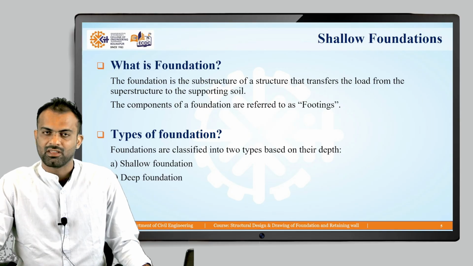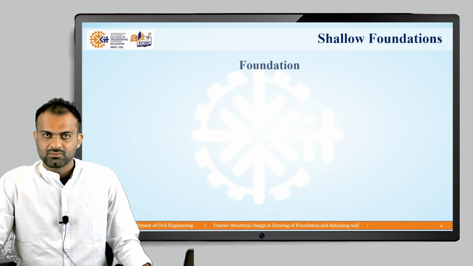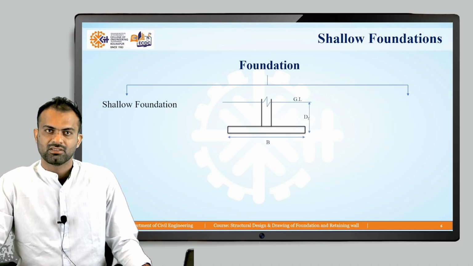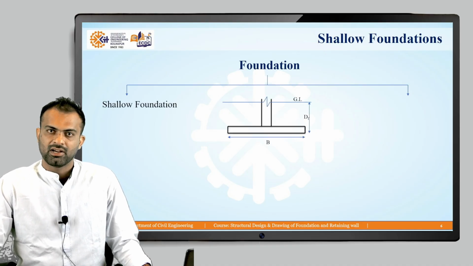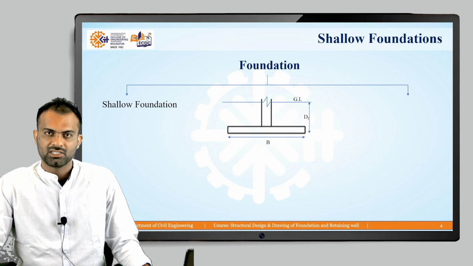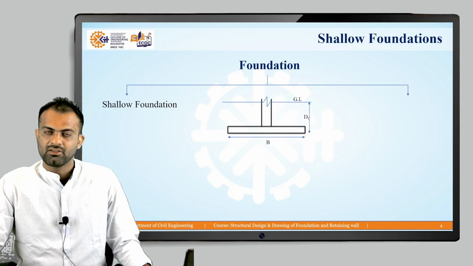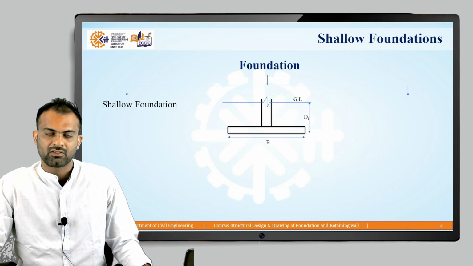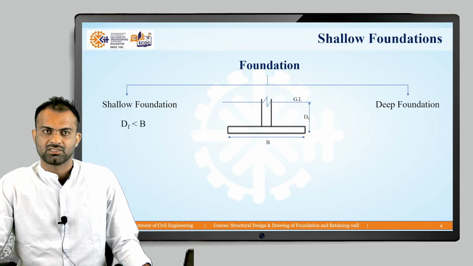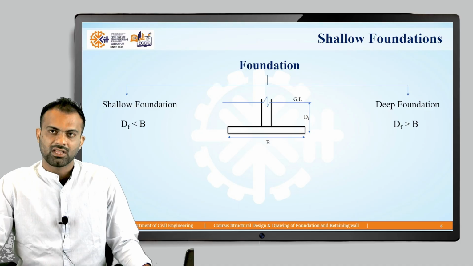What is the difference between them? We can see that one. The first one is a shallow foundation. If you look at the diagram, DF we call as the depth of foundation and B is the breadth of foundation, GL is the ground level. So if the depth of foundation is very much lower than the breadth of the foundation, then we call those types of foundation shallow foundations. If the depth of foundation is more than the breadth of the foundation, then we call them deep foundations.